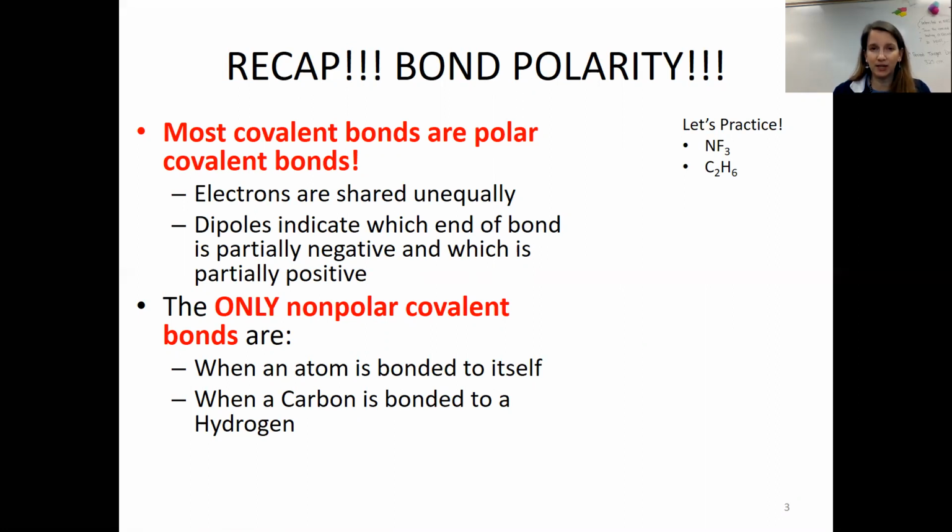There's only two types of nonpolar covalent bonds. That's when something is bonded to itself, or if a carbon is bonded to a hydrogen. So if it's not one of those two things, we're going to list it as a polar covalent bond. So let's go ahead and draw these here. I'm just going to draw this quickly for us.